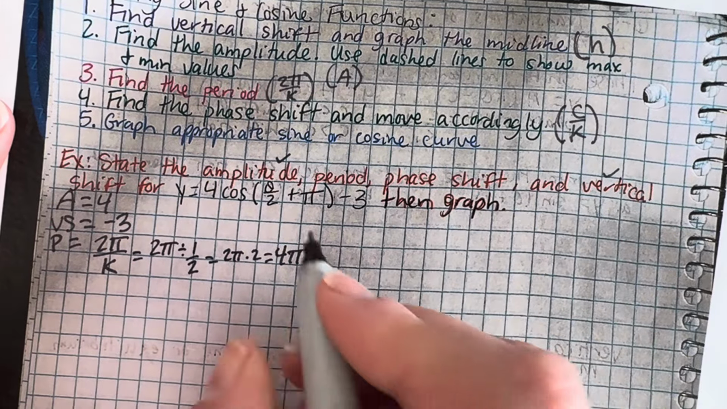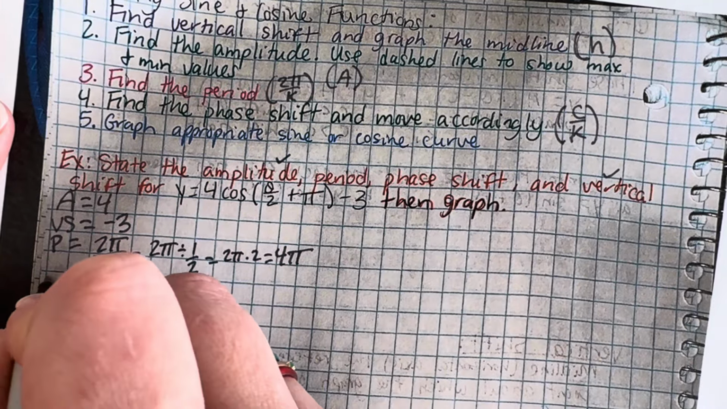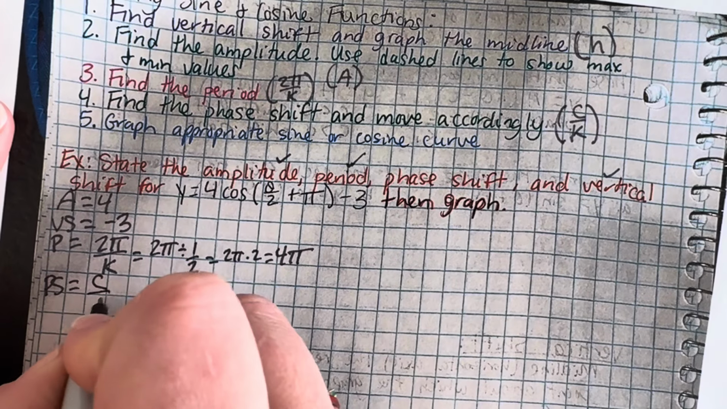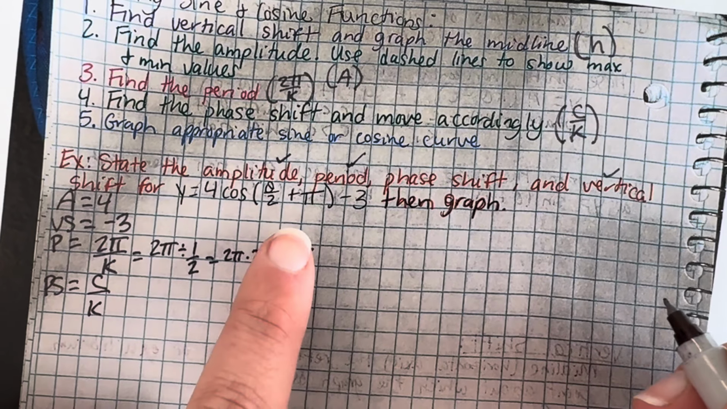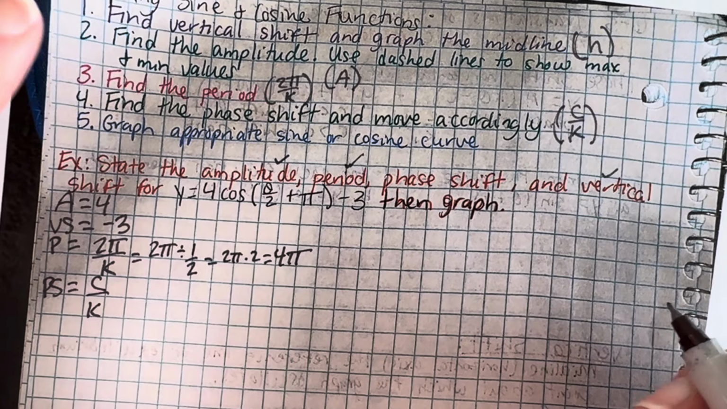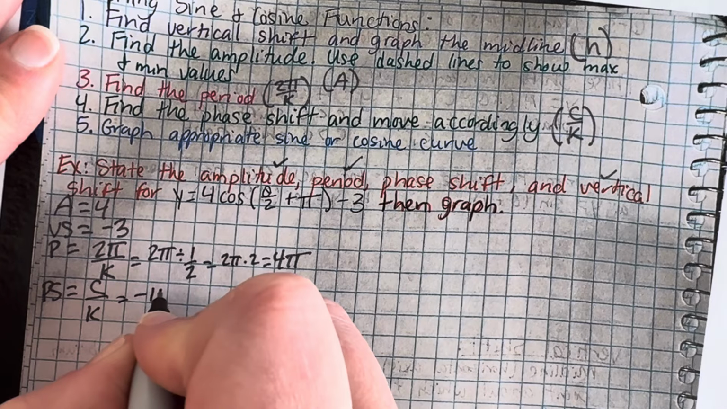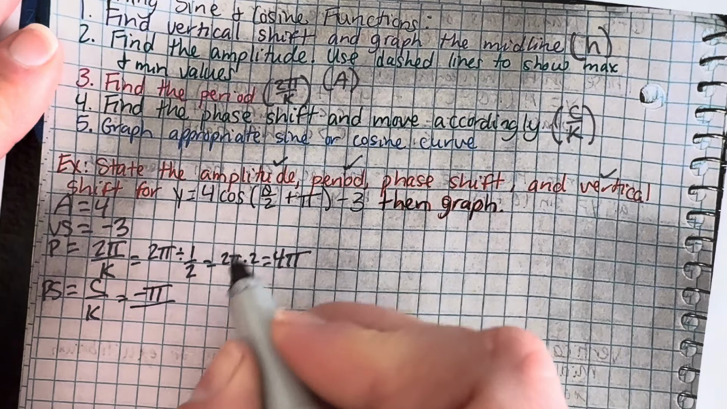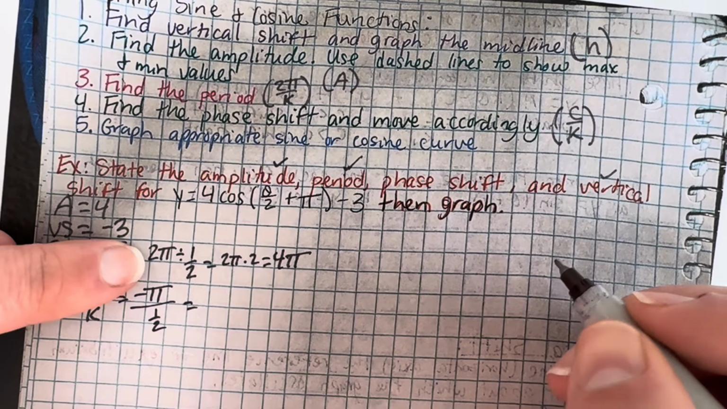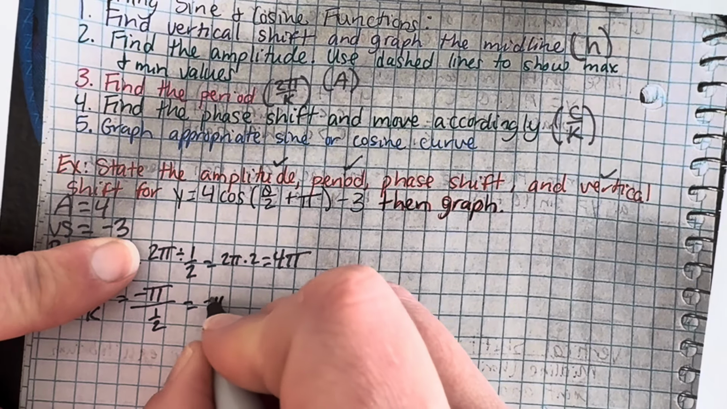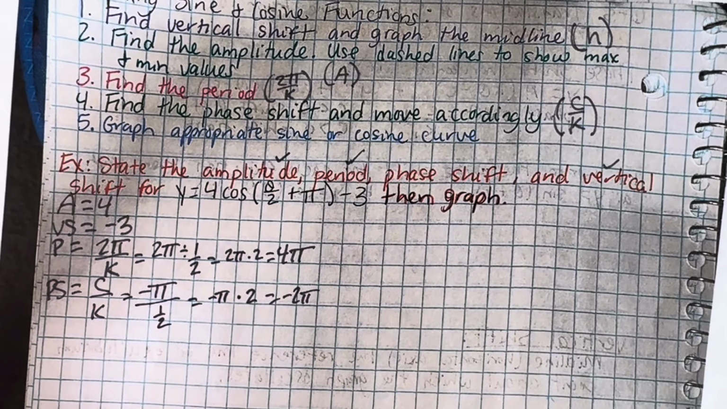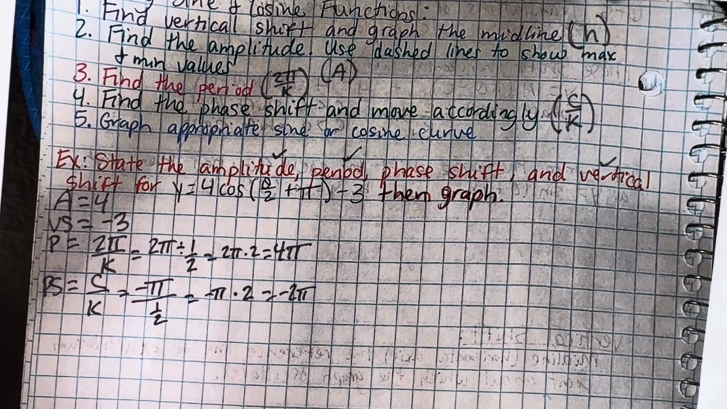And then my last one is my phase shift. And my phase shift is c over k. My c is this thing here. So my c is going to be a -pi. Remember, it's the opposite of what it says. And then a k divided by 1/2. Whoops, I didn't write it like this. That's okay. So I'm going to say -pi times 2, or -2 pi. That's going to be my phase shift.